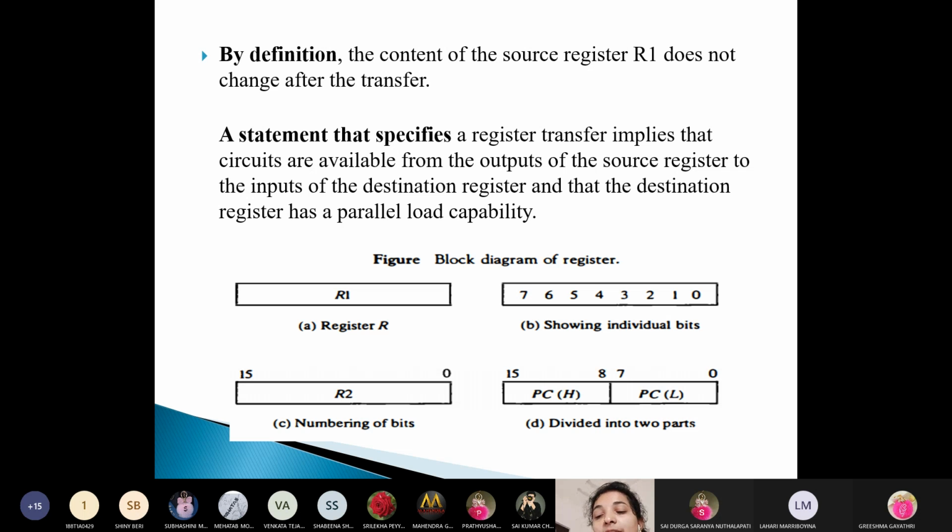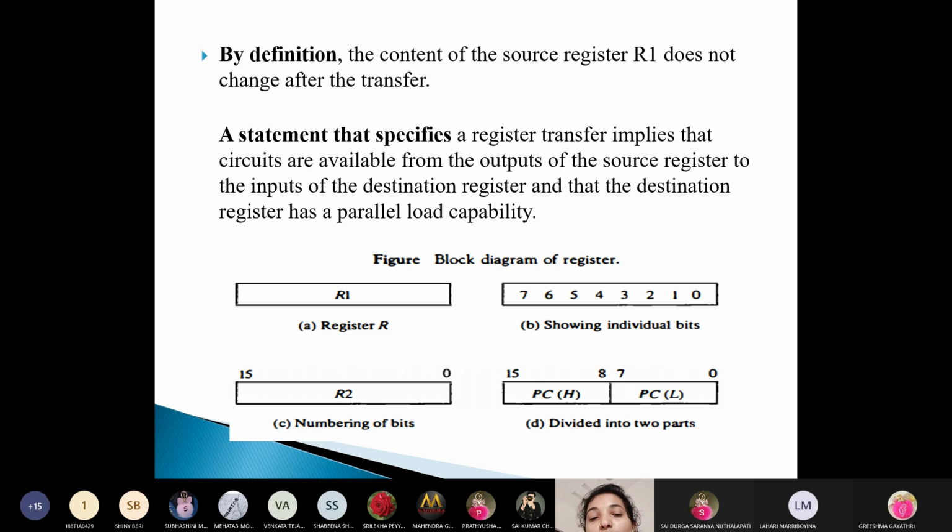The information transfer from one register to another, designated in symbolic form by means of a replacement operator, is known as register transfer. Whatever information we have, we transfer from one register to another register, in symbolic form. That replacement of operators is known as register transfer.